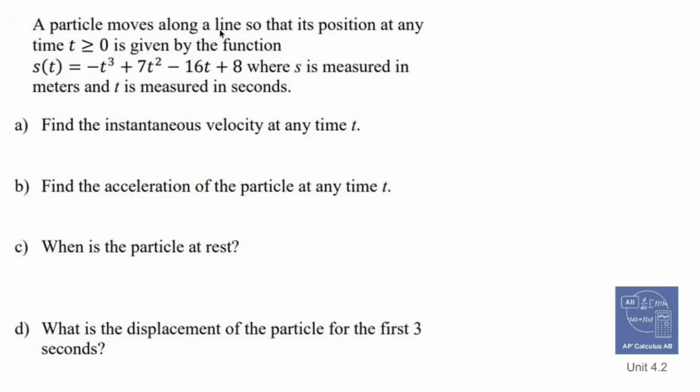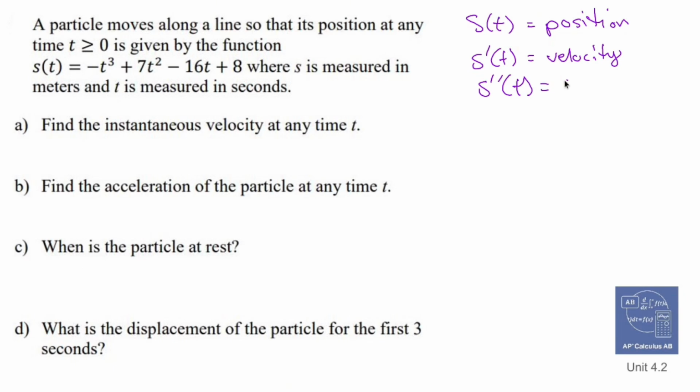A particle moves along a line so that its position at any time t, as long as it's a positive t, because you can't go back in time, is given by this function right here, where s is measured in meters and t is measured in seconds. If you are given a position function, this is called rectilinear motion. The first derivative gives you velocity. The second derivative gives you acceleration.